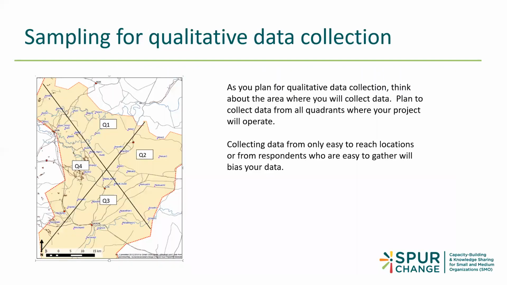While you are developing your sampling plan, think about the area where you plan to work. The map provided on this slide is one way you might want to think about the distribution of where you will collect qualitative data. Wherever feasible, try to collect data from a wide variety of regions and stakeholders that will represent your project. Collecting data from only easy-to-reach locations or from respondents who are easy to gather information from will bias your data.